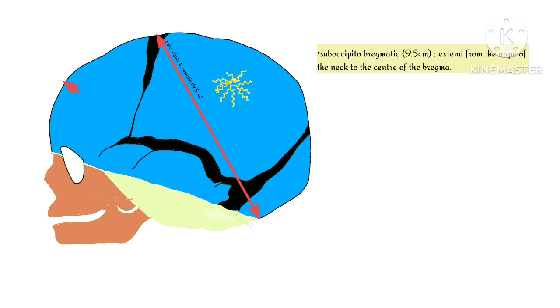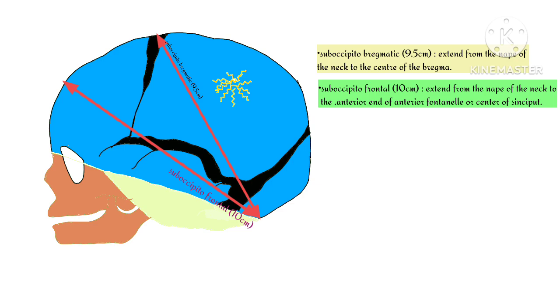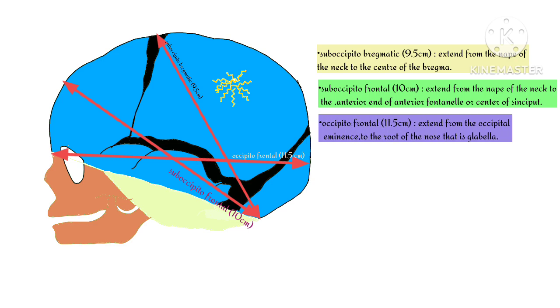Next is suboccipitofrontal. So the diameter will be from suboccipital region to the frontal bone. It extends from the nape of the neck to the anterior end of the anterior fontanelle or center of sinciput. It is about 10 cm in length. Next is occipitofrontal diameter. It extends from the occipital eminence to the root of the nose, that is glabella. It is about 11.5 cm in length.